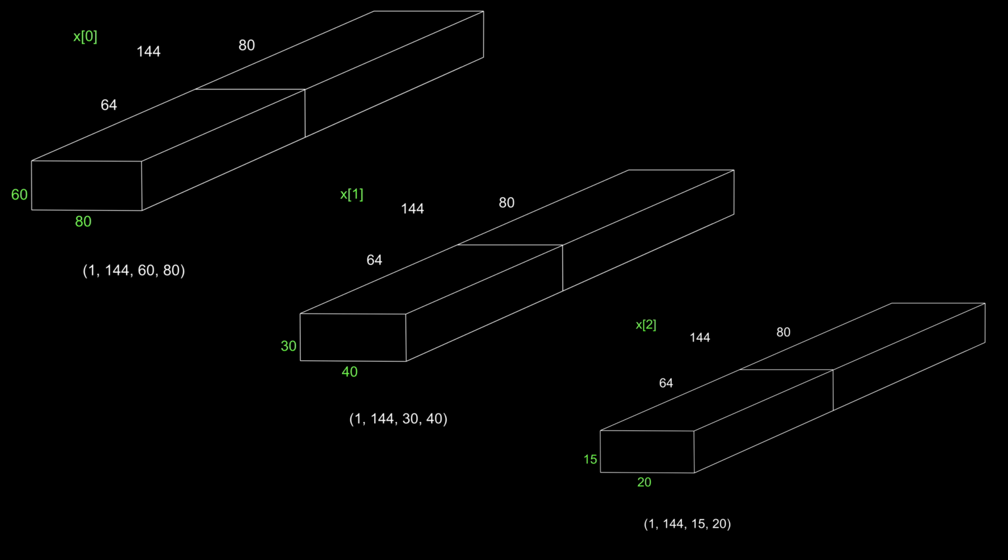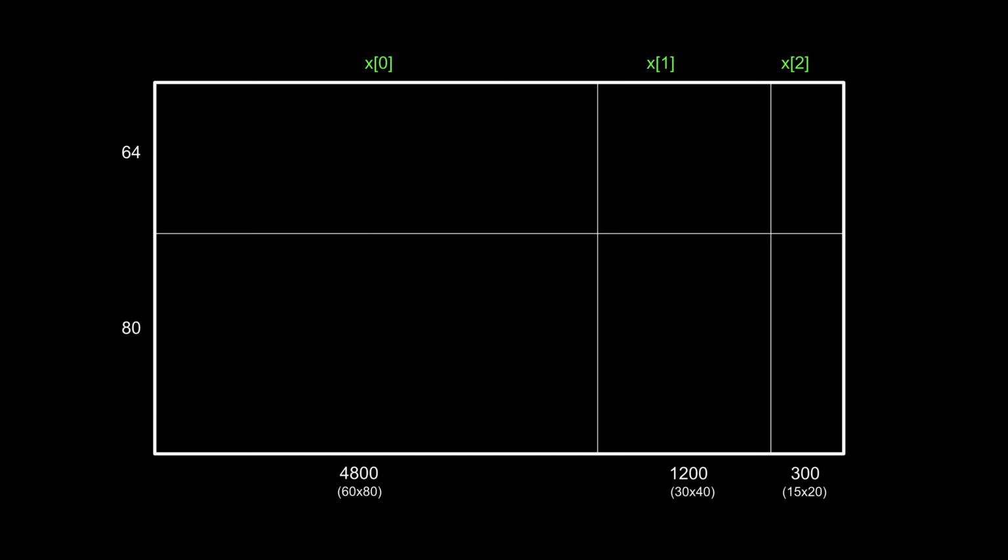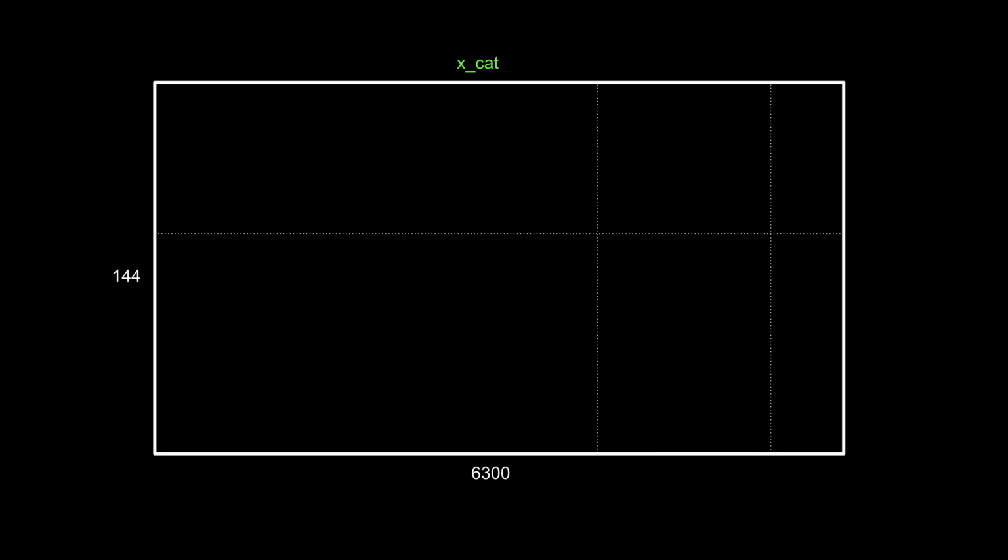Another way to visualize this is by first examining each individual tensor. Each grid cell prediction contains 144 values, 64 for bounding box predictions, and 80 for class probabilities. What we're doing here is flattening the 60x80, 30x40, and 15x20 tensors, as shown. Once each of these tensors is reshaped into this form, we concatenate them to obtain xcat.